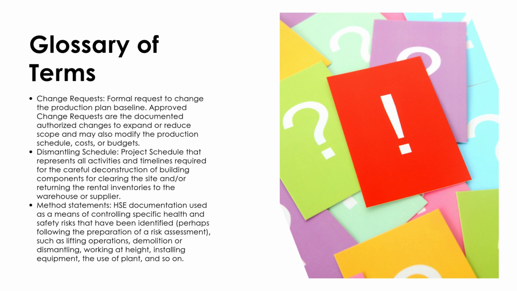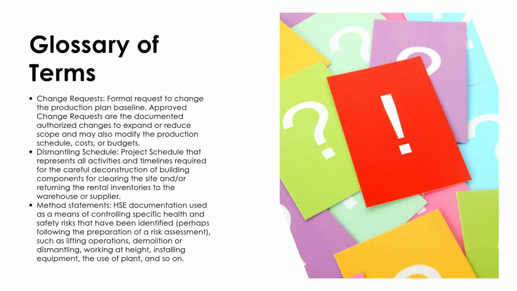Glossary of terms. Change requests. A formal request to change the production plan baseline. Approved change requests are documented and authorized changes to expand or reduce scope and may also modify the production schedule, costs, or budgets. Dismantling schedule. The project schedule that outlines all activities and timelines required for the careful deconstruction of building components to clear the site or return rental inventories to the warehouse or supplier.